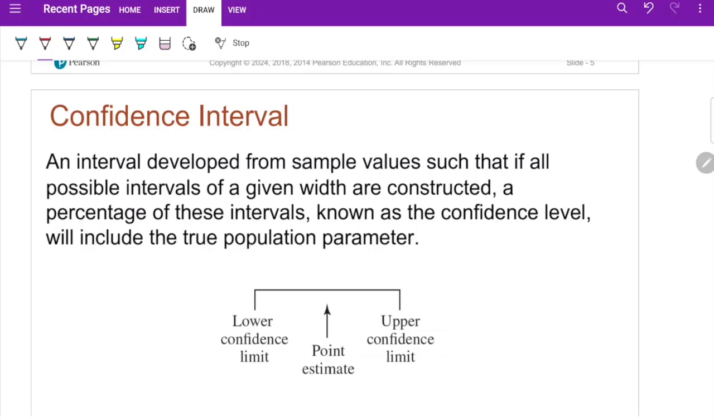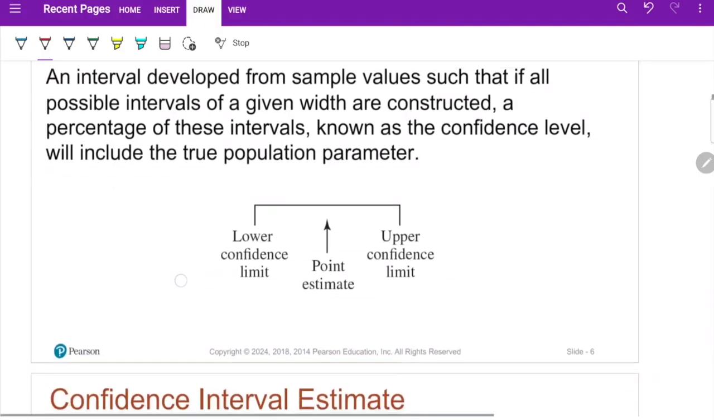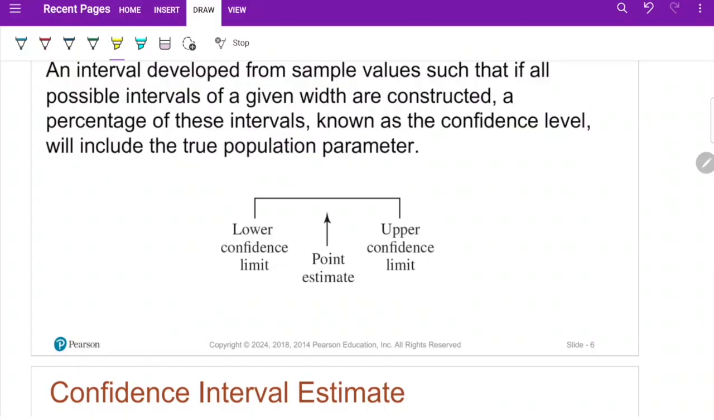The second type of estimate is going to be the confidence interval. What is the confidence interval? It is the interval developed from sample values such that if all possible intervals of a given width are constructed, a percentage of these intervals, known as the confidence level, will include the true population parameter. The confidence interval is an interval. It has a lower confidence limit and an upper confidence limit, and the middle of this interval is going to be the point estimate.